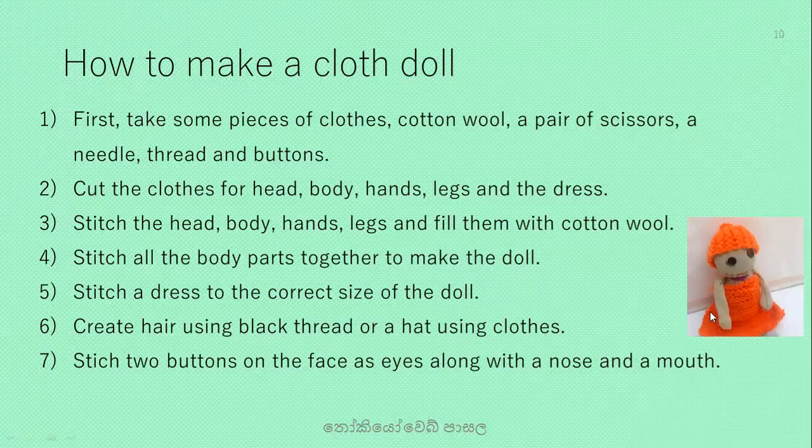So I took legs, hands, body, and head separately, and I filled them with cotton wool. Now I'm going to stitch them all together, right? And the fifth step is to stitch a dress to the correct size of the doll. So the doll should have a dress, right?